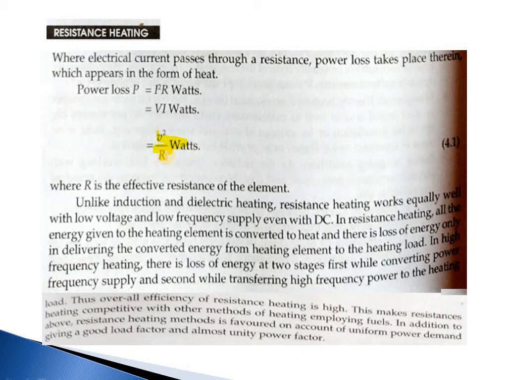In resistance heating, all the energy given to the heating element is converted to heat, and there is loss of energy only in delivering the converted energy from the heating element to the heating load. In high frequency heating, there is loss of energy at two stages: first, while converting power frequency supply, and second, while transferring high frequency power to the heating load. Thus, the overall efficiency of resistance heating is high. This makes resistance heating competitive with other methods of heating employing fuels.